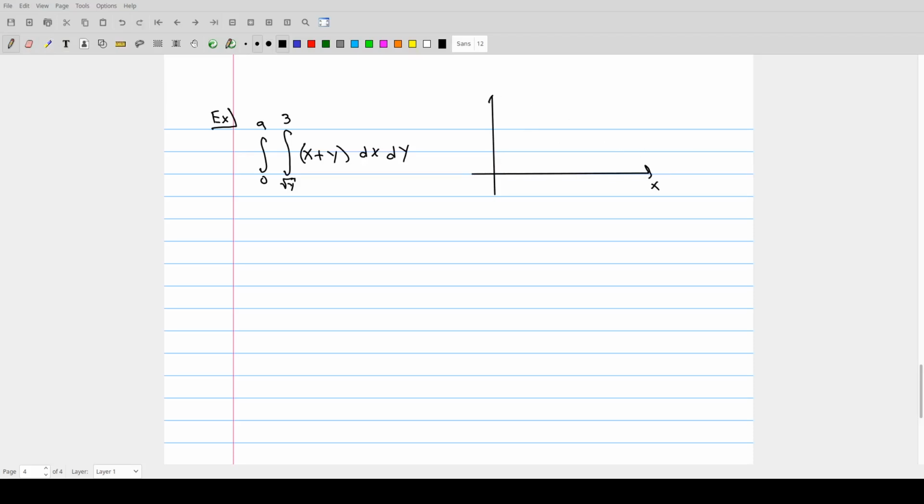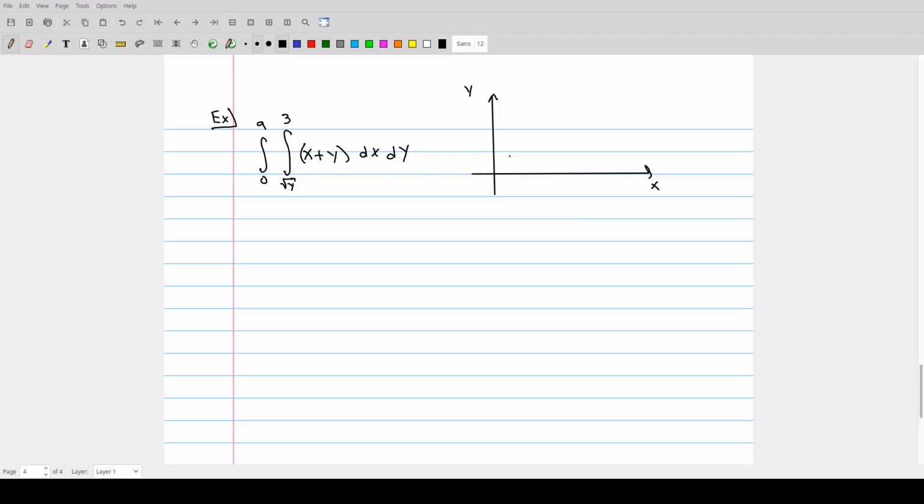So you always want to draw a picture of this, so you know exactly what you're dealing with, what shape this region is, what the region R is. All of the information that you need to determine that is contained in these bounds.